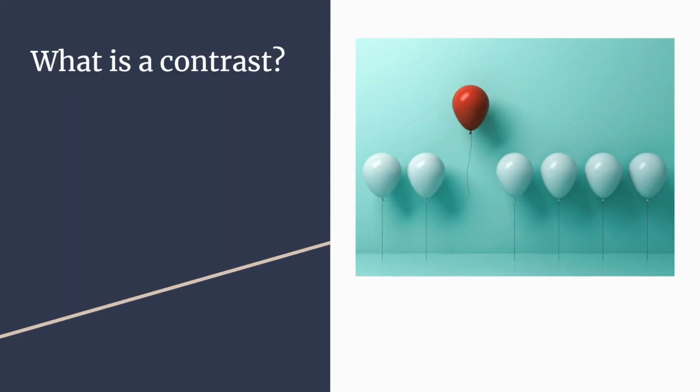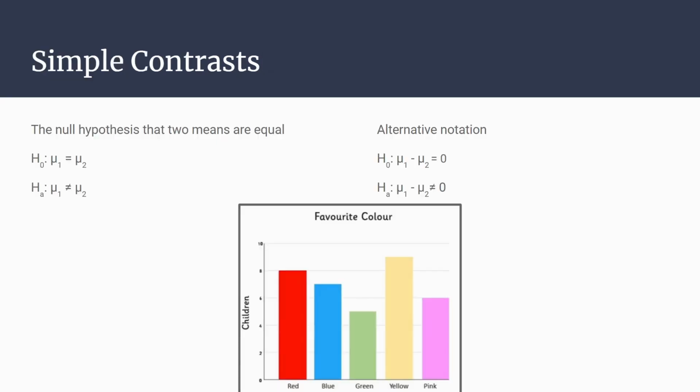So first of all, we have to ask, what is a contrast? A contrast is essentially taking one group of sample means, it could just be one or more, and another sample group of means, and asking, is the population mean of this one equal to the population mean of this combination of sample means?